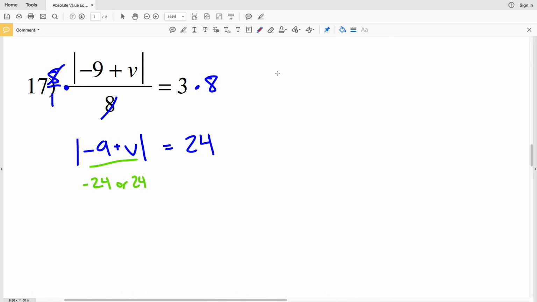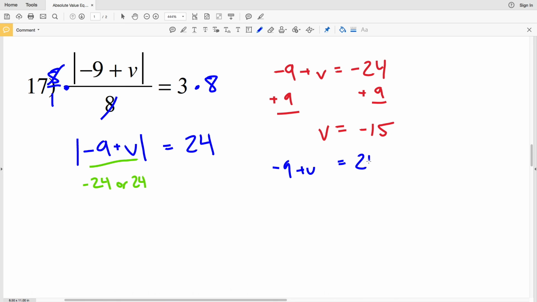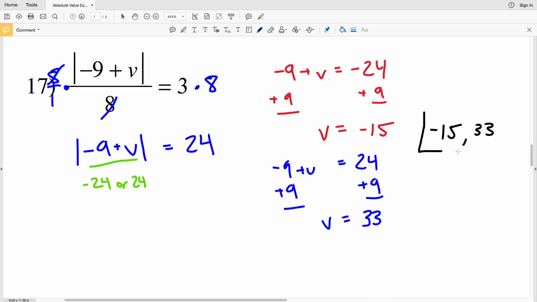So doing the math for when negative 9 plus v equals a negative 24, we're going to add 9 to both sides to get that v is equal to a negative 15. Now, doing it for when negative 9 plus v equals the positive 24, adding 9 to both sides, we get that v equals 33. So for problem number 17, v is either negative 15 or a positive 33.